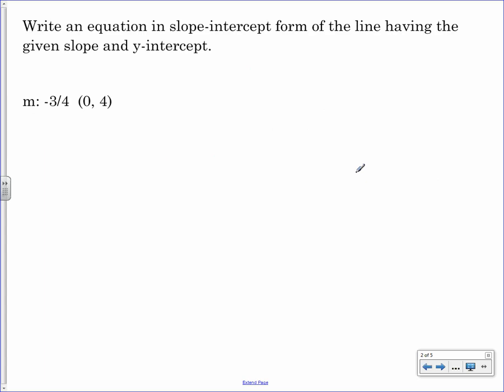Write an equation in slope-intercept form of the line having the given slope and the given y-intercept. So I always start, especially with notes, showing every single little thing. Some of you guys probably could jump straight to the answer here, and that's totally fine. But I just want to make sure you guys know the formula and how to use it. So I'm going to start with y equals mx plus b. Anytime they say write the equation in slope-intercept form, I always do that first.